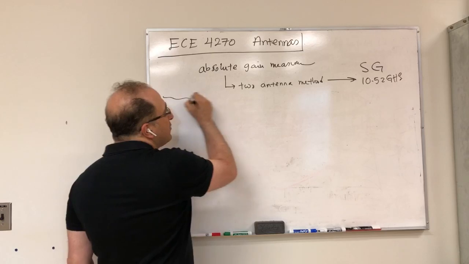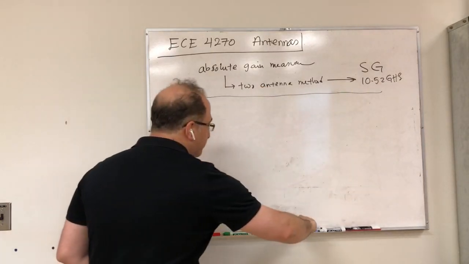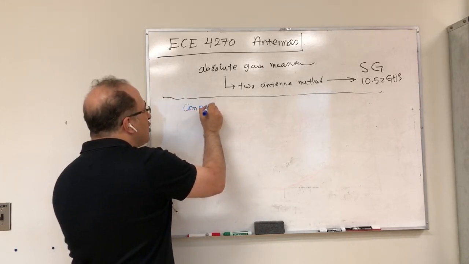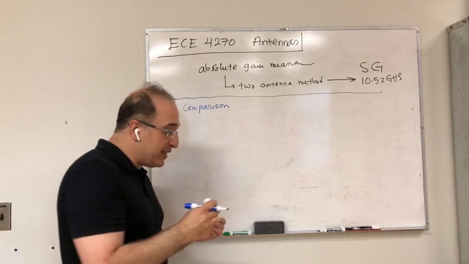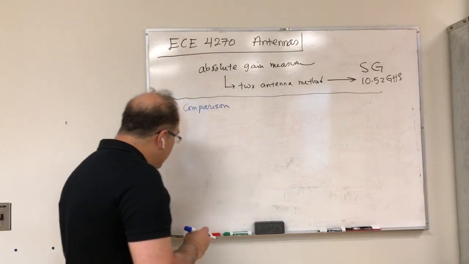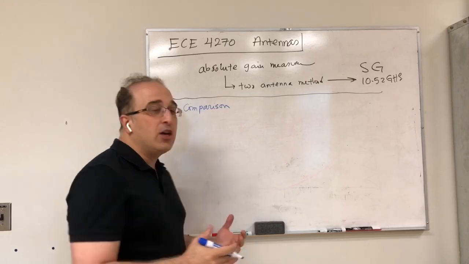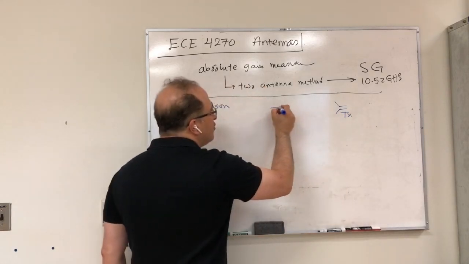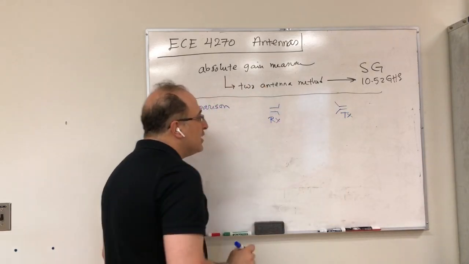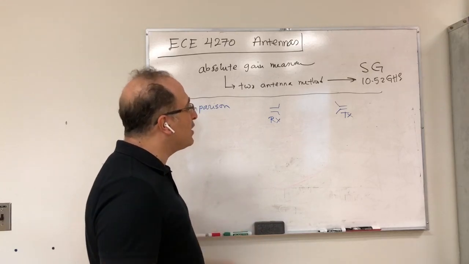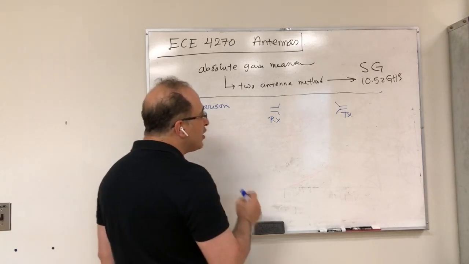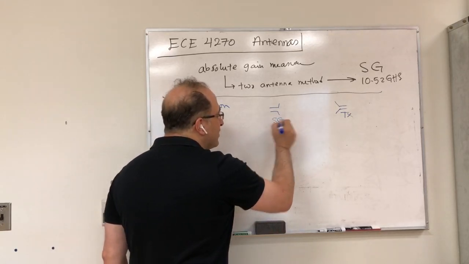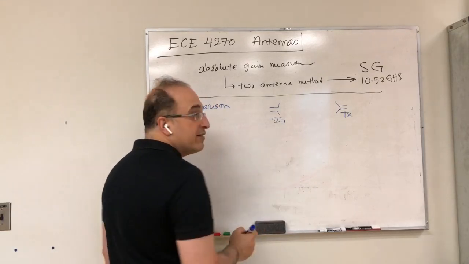So it's based on comparison, and you're going to compare with the standard gain, of course. Now, in this case, essentially you have a transmitting antenna and a receiving antenna. The transmitting antenna, in our case, is a horn antenna. We're going to perform two measurements. The first measurement, we're going to do with the standard gain, and we're going to record the received signal.